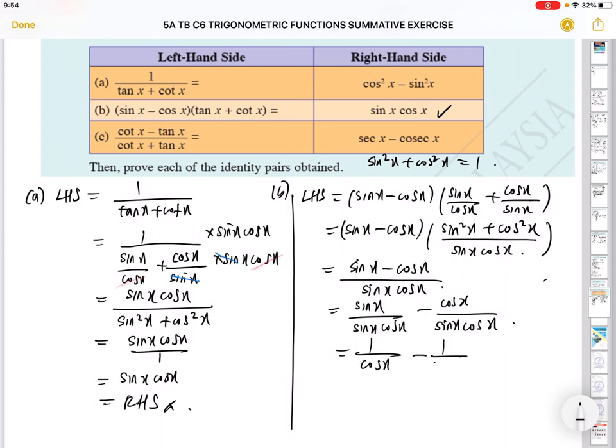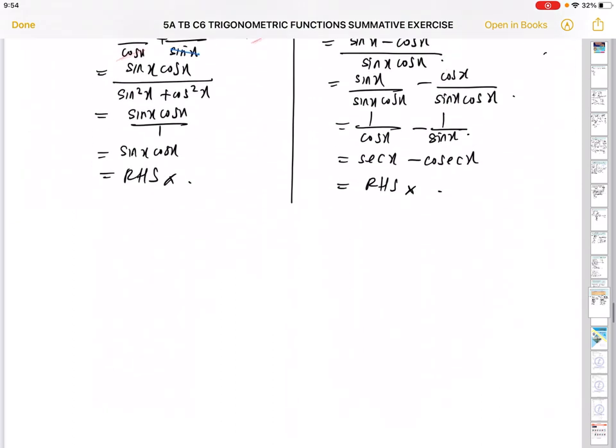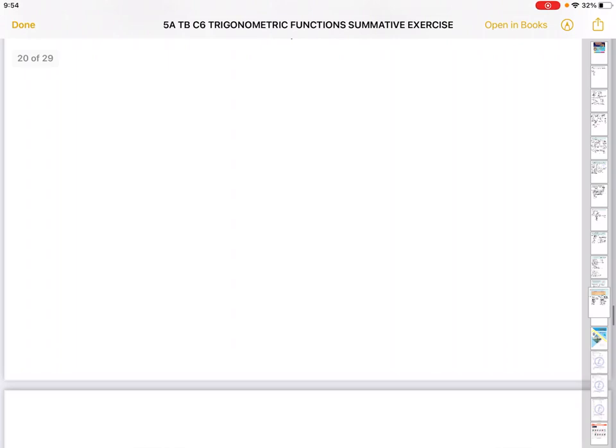Alright, okay, last one. Okay, look at the question. I move this up. Yeah, I like a blank page without erasing them. So this is C, cotangent x minus tangent x divided by cotangent x plus tangent x. Okay, I'm not going to copy the question and I just did. Okay, never mind. Left hand side, I change everything to sine and cos.